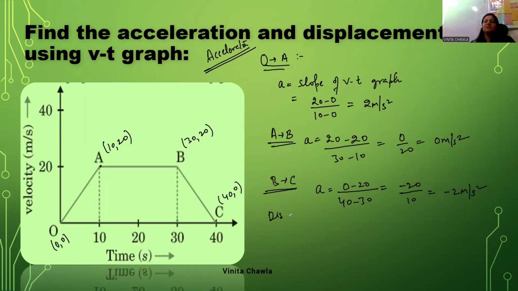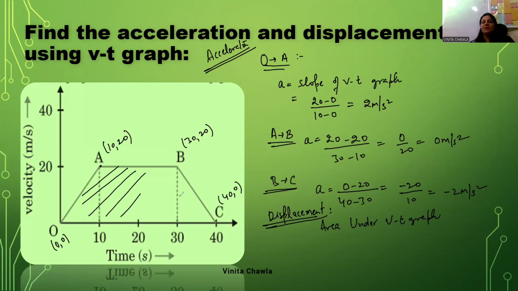Now let's find displacement. How do we find displacement? Area under the VT graph. This area is a trapezium. How do we find the area of a trapezium? Half into the sum of parallel sides AB plus OC into the distance between the parallel sides.